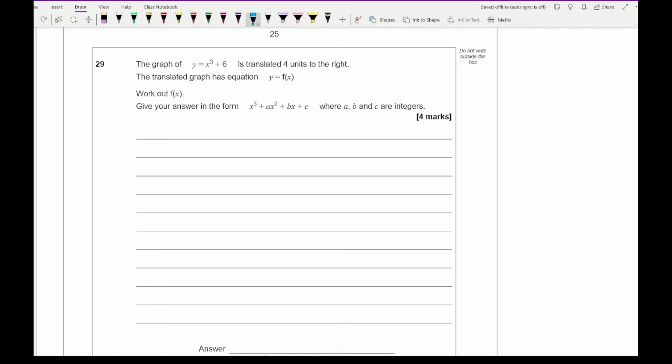Now, if a graph has been translated by 4 units to the right, then what that means is x becomes x minus 4. So what we need to do is replace x with x minus 4 in y equals x cubed plus 6. It's just graph transformation. If I do that, I end up with y equals x minus 4, all cubed, plus 6.